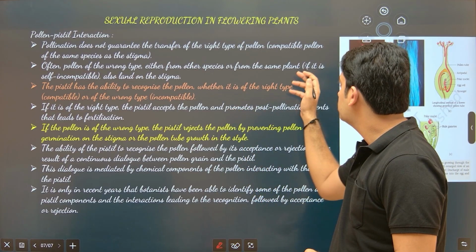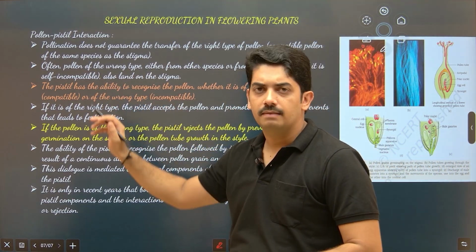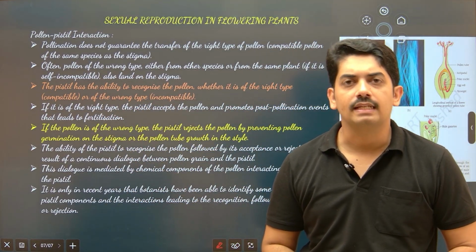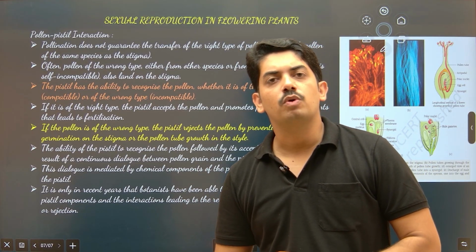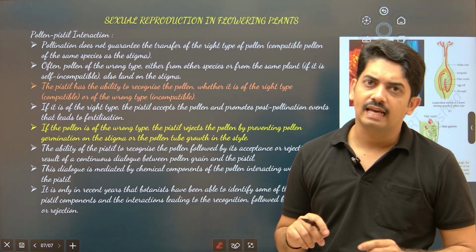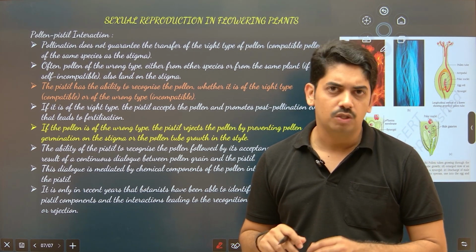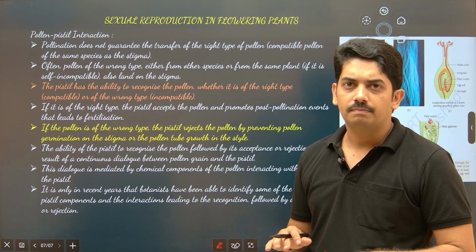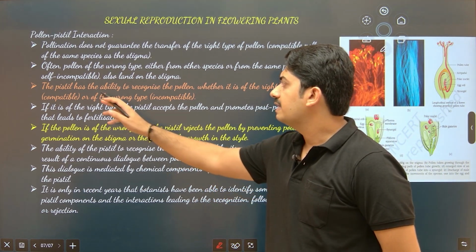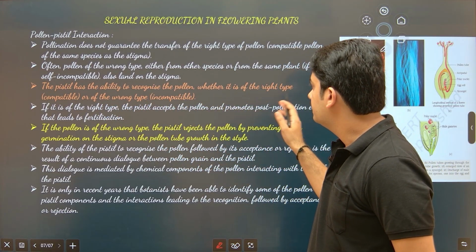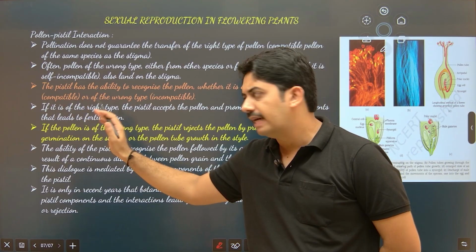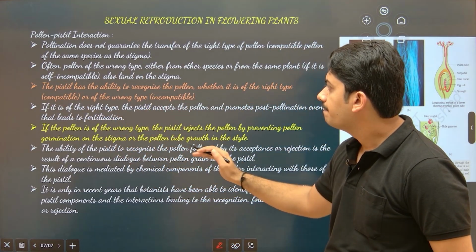So there is a reason for self-incompatibility, because if the plant is encouraging an outbreeding device or cross-pollination, then an insect carrying pollen from the same flower is also a problem for the plant. So at that time, the pistil has the ability to recognize the pollen, whether it is of the right type, or you can say compatible type, or the wrong type.